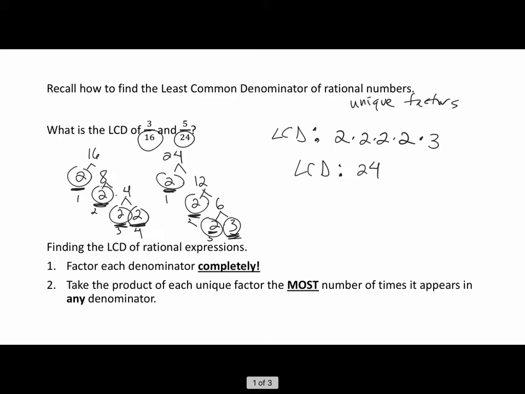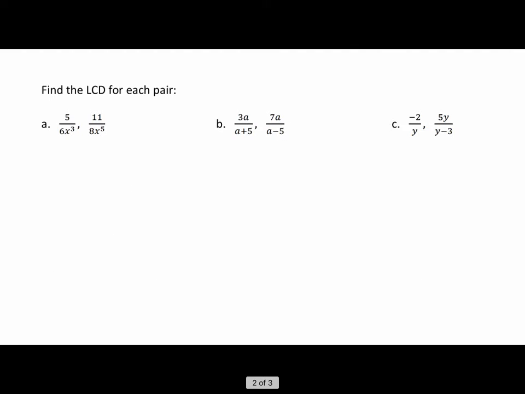So we're going to use the same process for polynomials. Of course, factoring looks a little bit different, that's all. So finding the least common denominator of rational expressions is: first, factor each denominator completely. Second, take the product of each unique factor the most number of times it appears in any of the denominators. So let's find some least common denominators for these pairs of rational expressions.